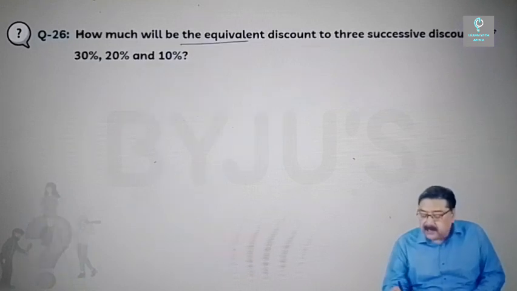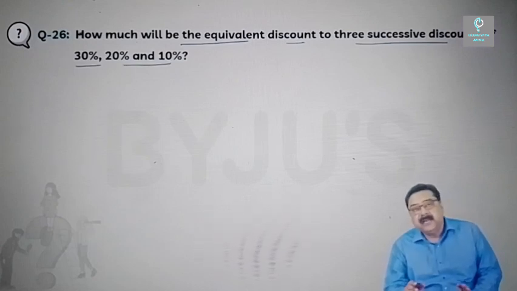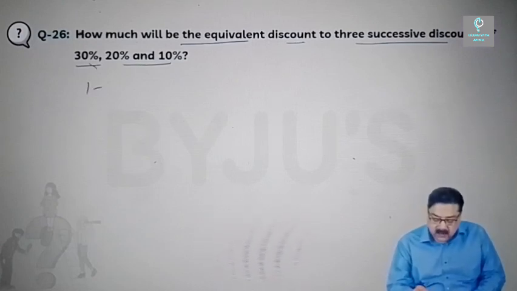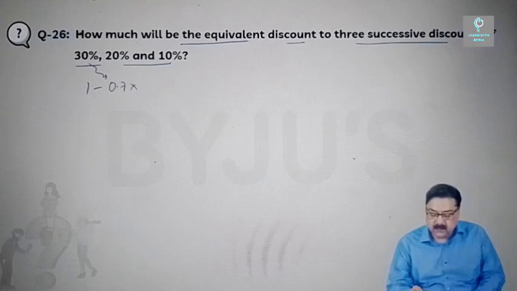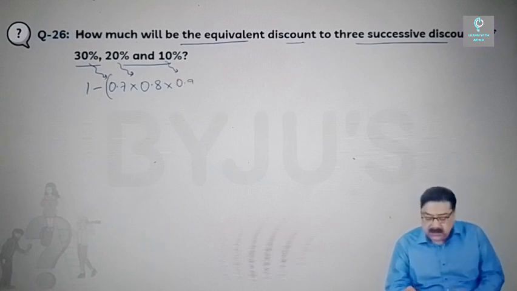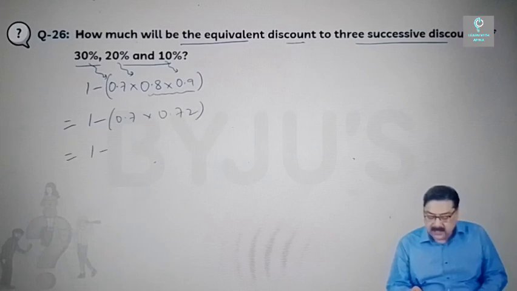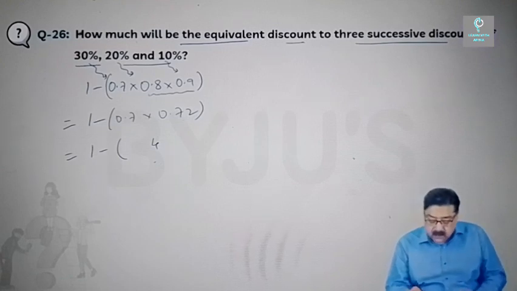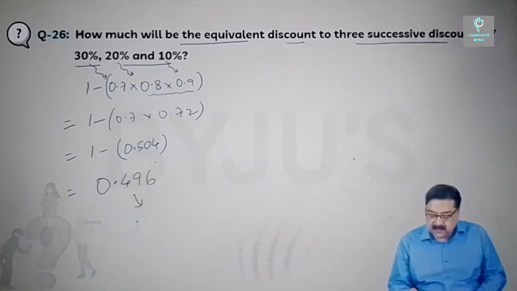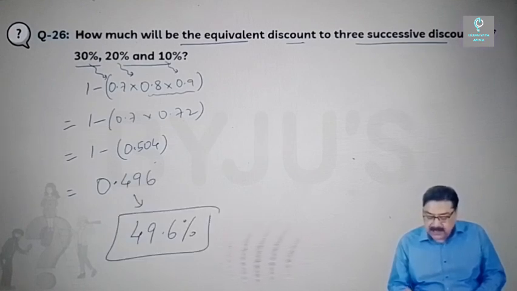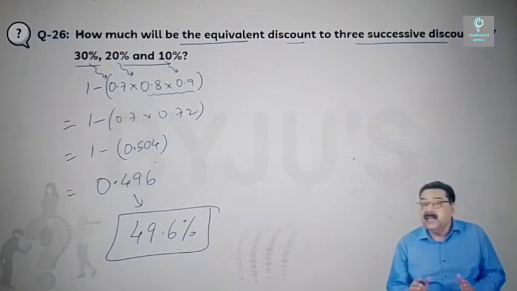Now how much will be the equivalent discount for three successive discounts of 30%, 20% and 10%? So this is 1 minus, let us do it directly here. 0.7 into 1 minus 0.2 shall be 0.8 into 1 minus 0.1 should be 0.9. 0.8 into 0.9 we already know is 0.72. So 7 2s are 14, 7 7s are 49 plus 1, 50, so 0.504. So 1 minus 0.504 should work out to be 0.496, which means 49.6% is the equivalent discount.